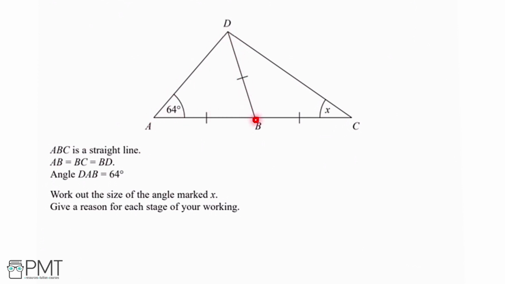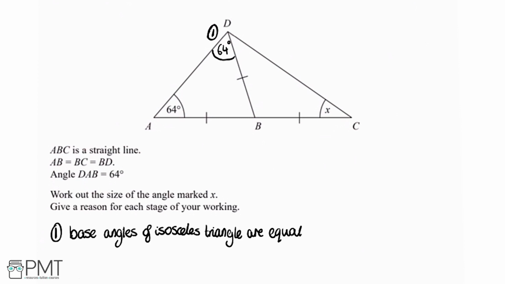And we see that this length is the same as this length, which means we've got an isosceles triangle. And within an isosceles triangle, this angle is the same as this angle. So we can draw on there that that's 64 degrees. Now I'm going to label this number 1 because this is the first step we've done. And the reason I knew that angle is because the base angles of an isosceles triangle are equal.